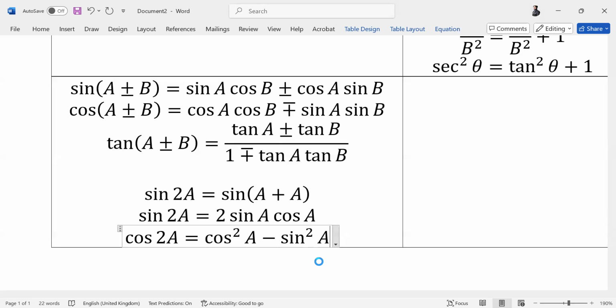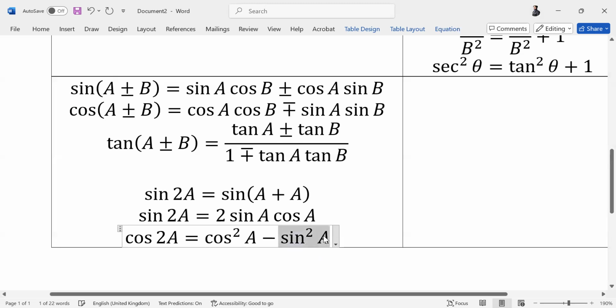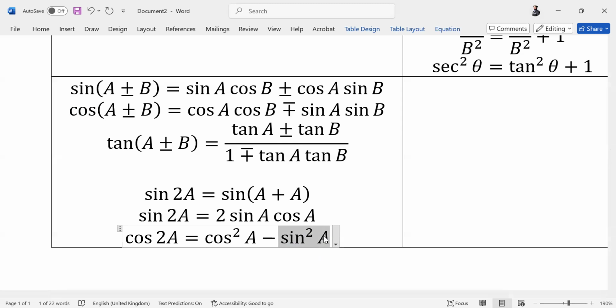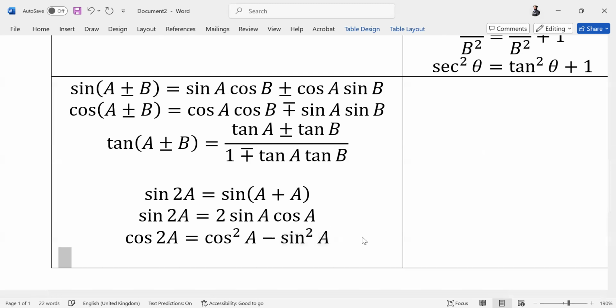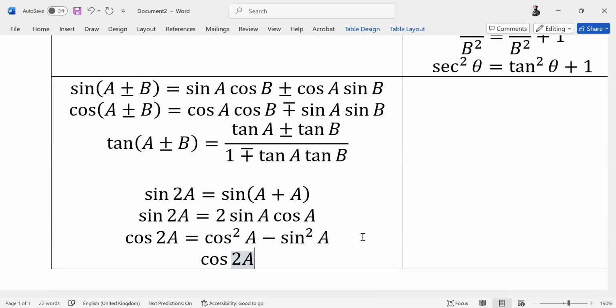Now I want you to substitute this sine square A using the identity that you studied in AS. What can you plug in for sine square A? 1 minus cos square A, please. Plug it in and tell me what you end up getting. Use appropriate brackets so that you don't end up making a sign error. Very good. 2 cos square A minus 1.